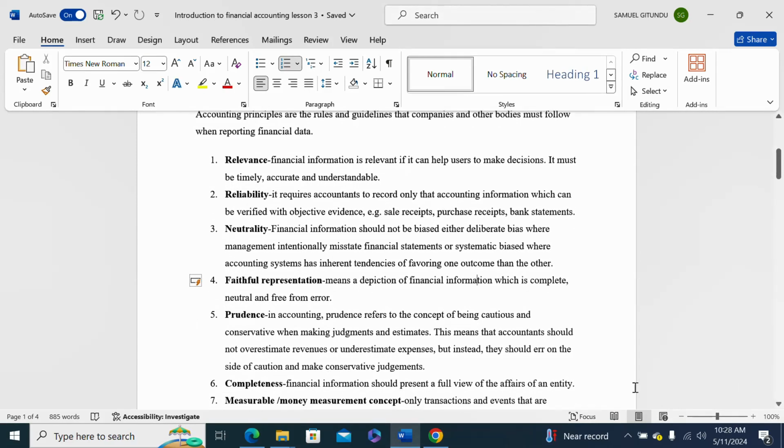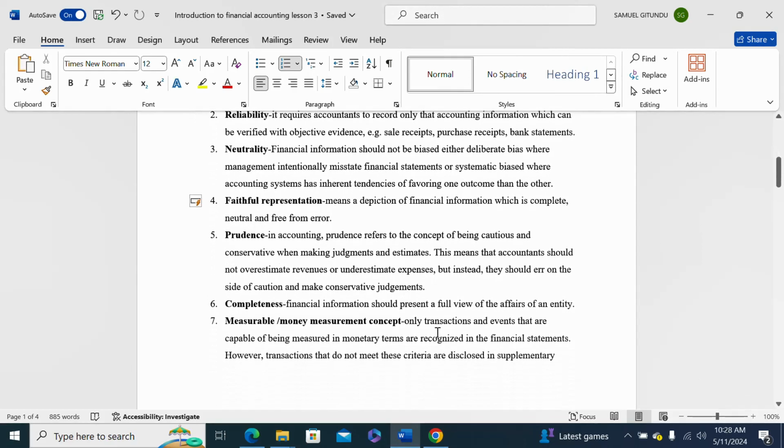We go to the next principle, which is the principle of completeness. This principle simply means that financial information should present a full view of the affairs of an entity. Then the other principle is the money measurement concept. This principle states that only transactions and events that are capable of being measured in monetary terms are recognized in the financial statement. However, transactions that do not meet this criteria are disclosed in supplementary notes.